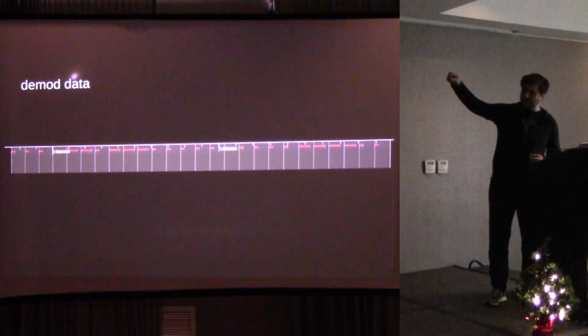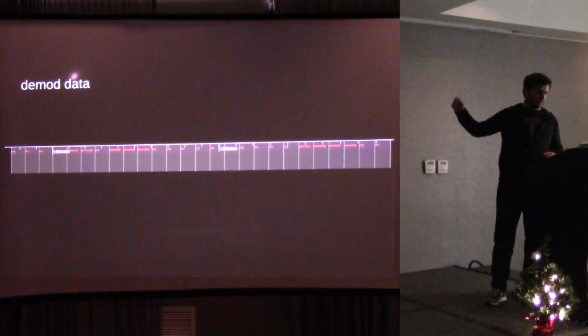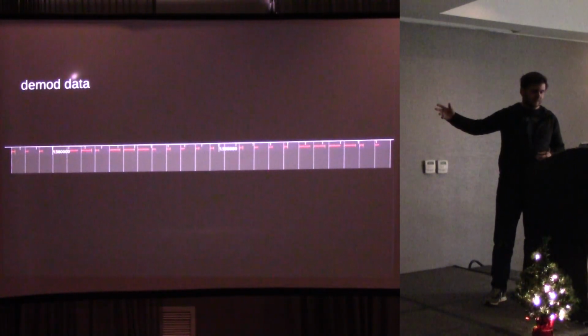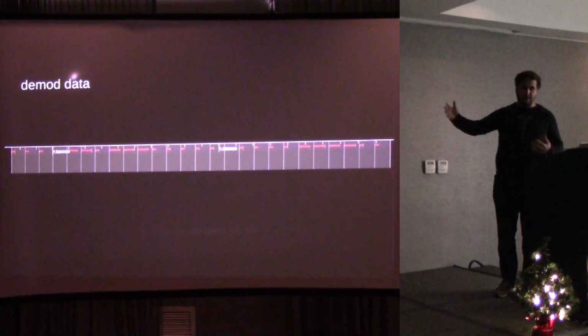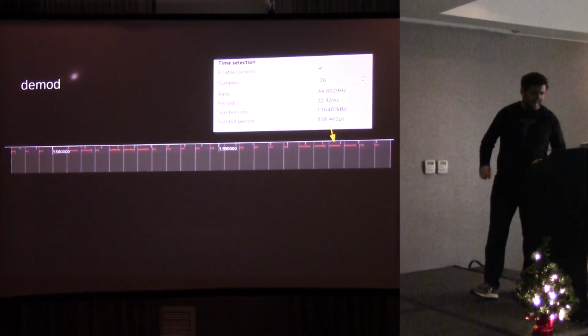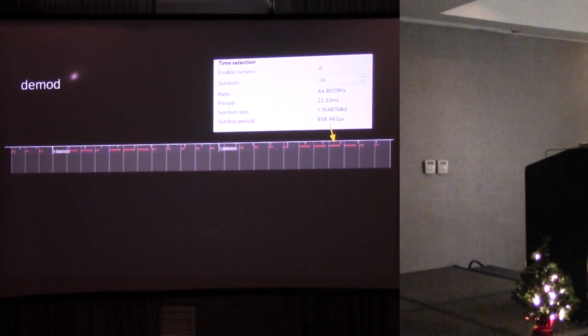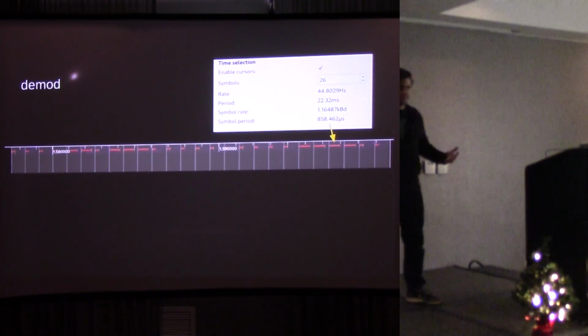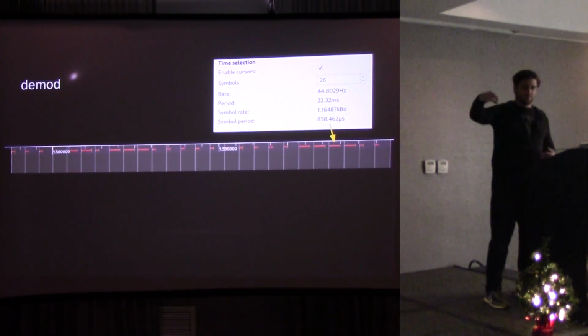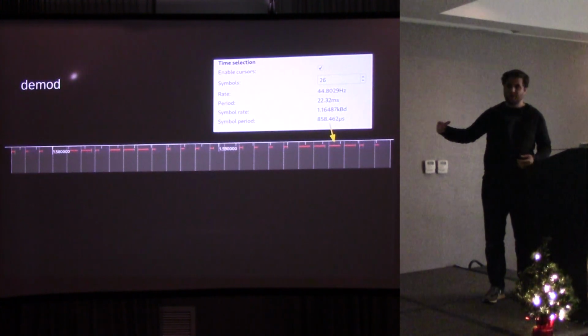So over time, each of those symbols will change, and each of those, at the end of the day, will be a bit in this scheme. Symbols aren't always one bit, but that's fine. We don't have to get into that. But by measuring it critically, we can figure out the length of time that each symbol takes. So here you can see it's 858.462 microseconds. So we know that each one of those blocks is exactly that length of time.